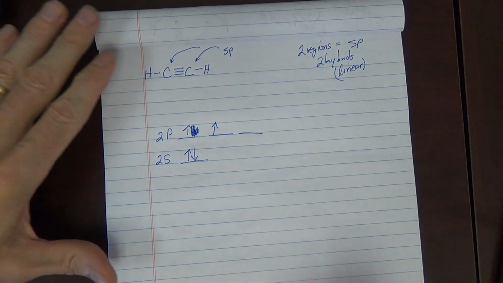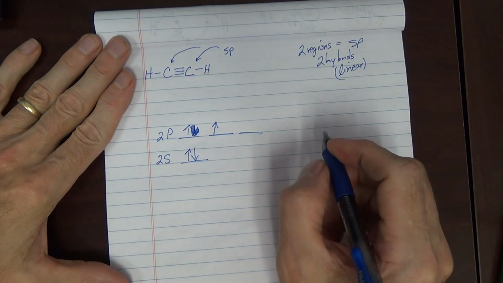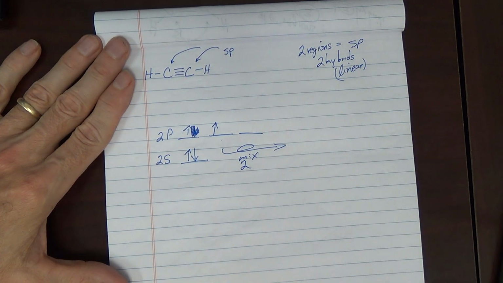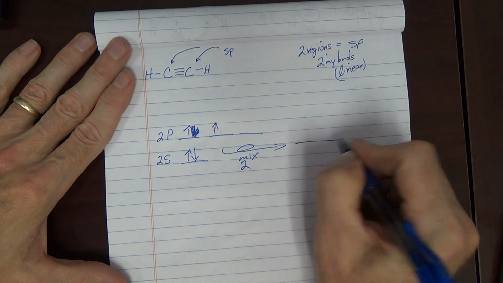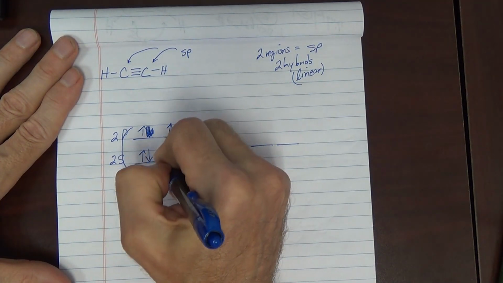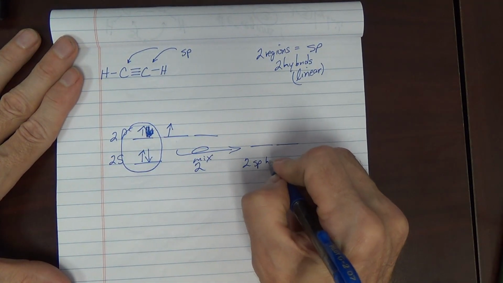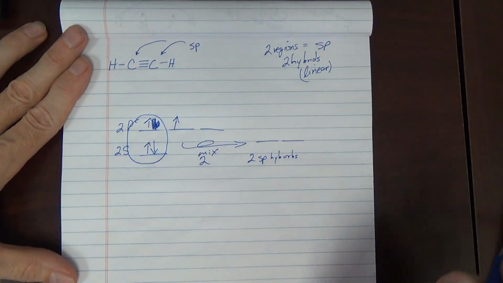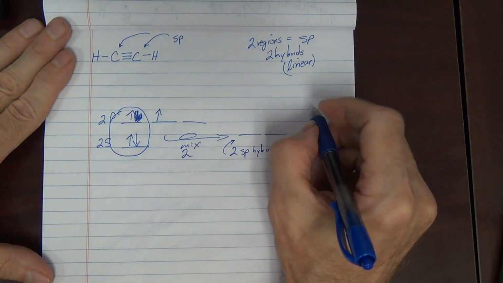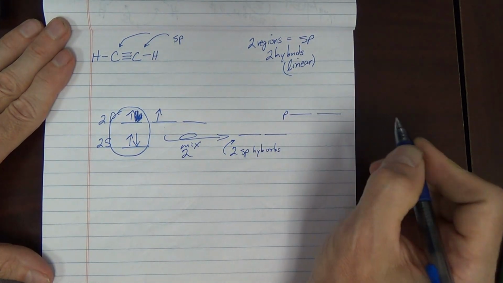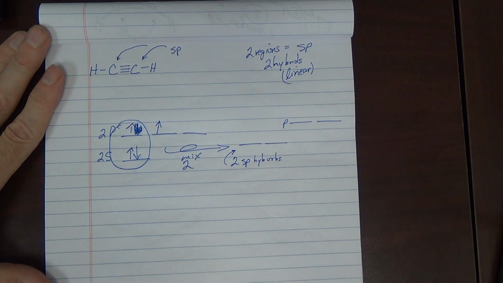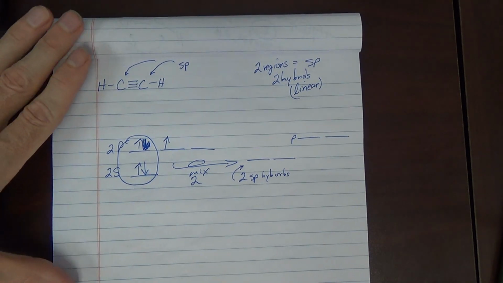All right. We need to get 2 hybrids, so we're going to mix 2, and we're going to get 2 sp. We call them sp because that's what we mix. We just want to mix an s and a p. 2 sp hybrid orbitals. And we can't forget the other 2 p orbitals that are left over.